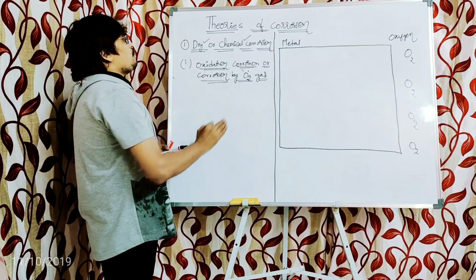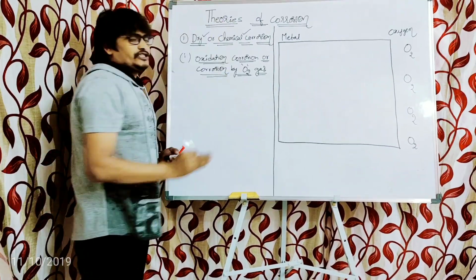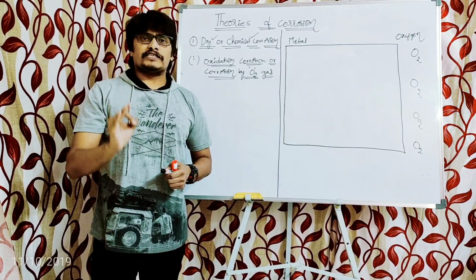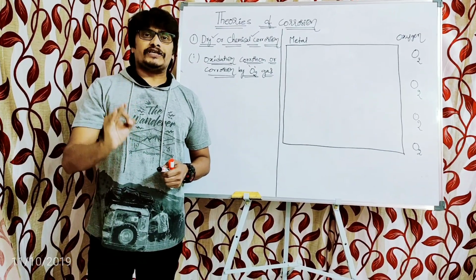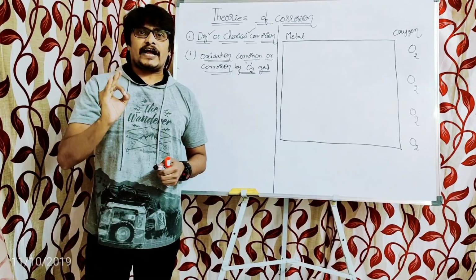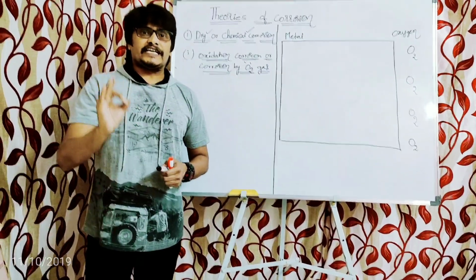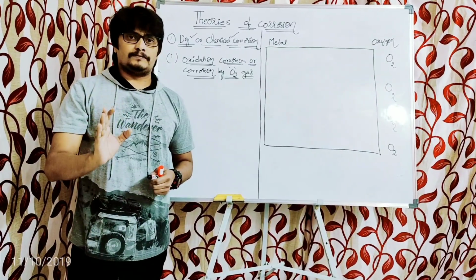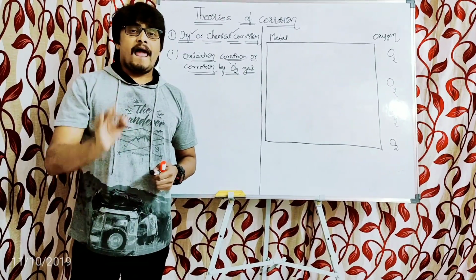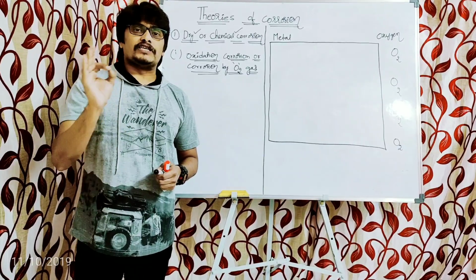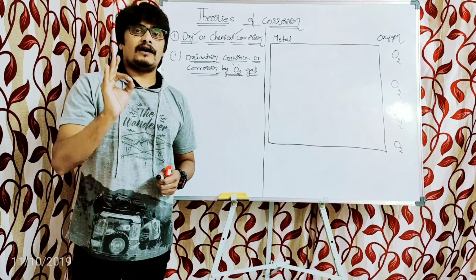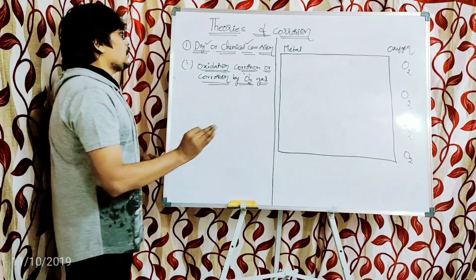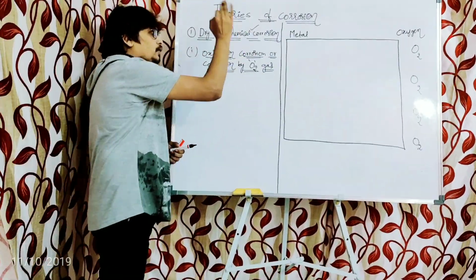Now let us see why it is called chemical corrosion. This corrosion is called chemical corrosion because it is due to the direct attack of chemicals such as atmospheric gases like oxygen, chlorine, hydrogen sulfide onto the surface of the metal. That is the reason this corrosion is called chemical corrosion.